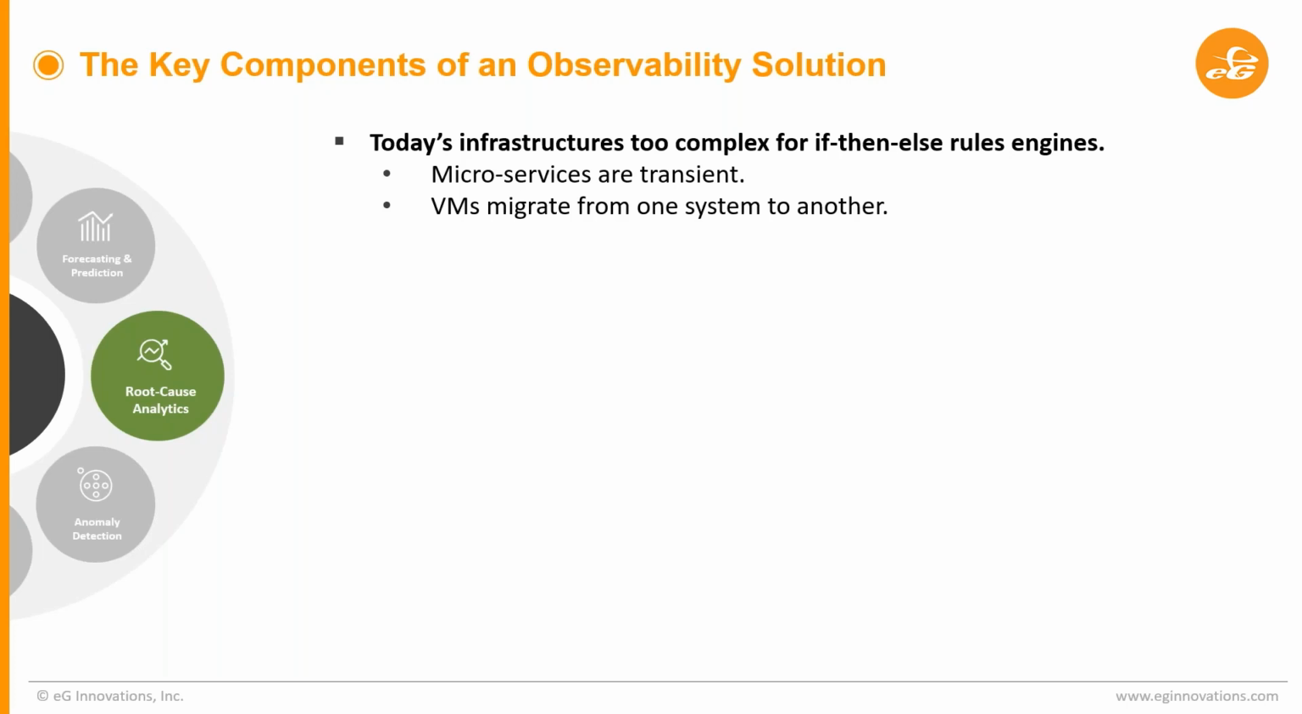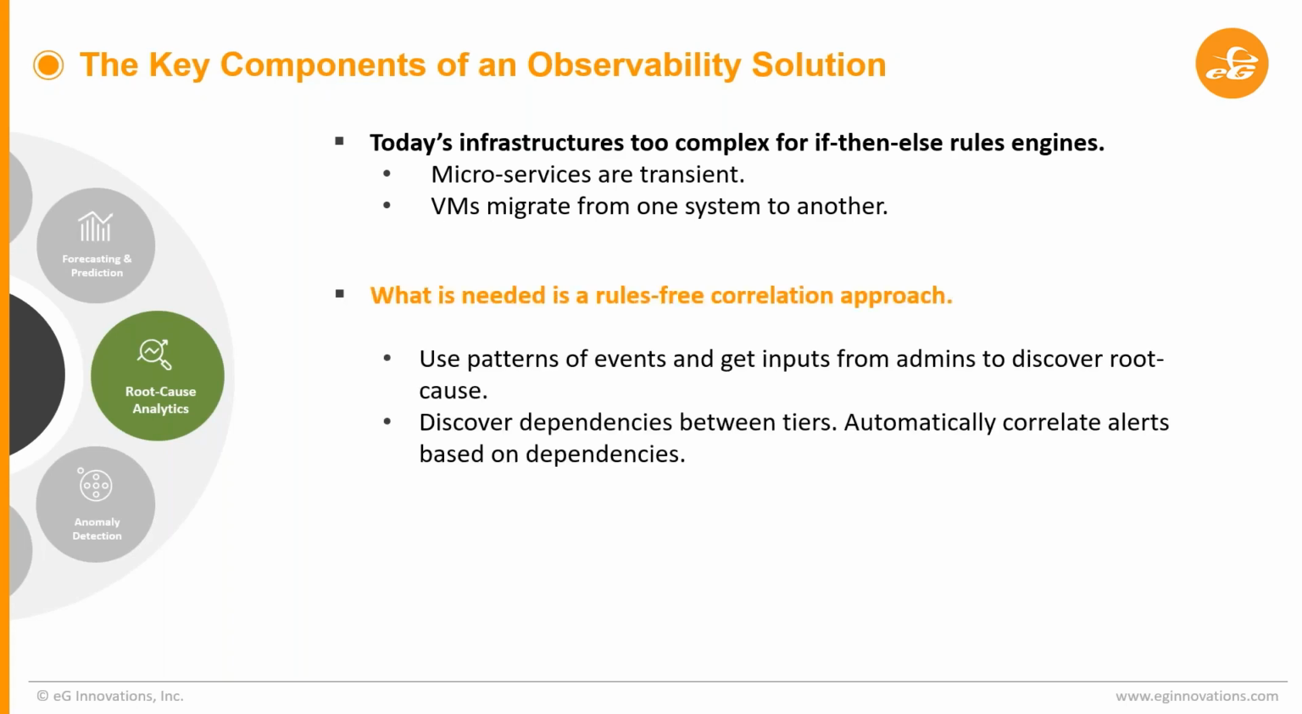Today's infrastructures are too complex. Microservices come and go. VMs migrate from one system to another. So you don't really have the time to create rules. So what you need is a rules-free correlation approach.